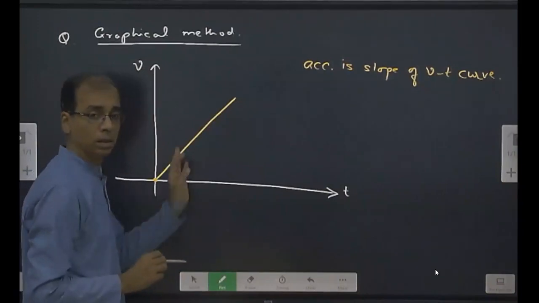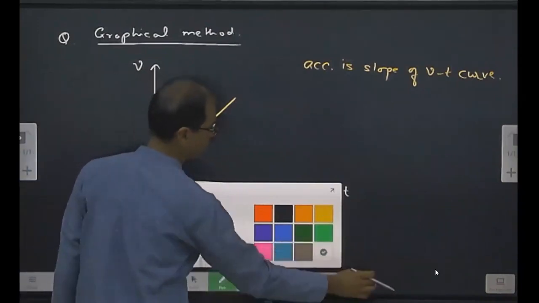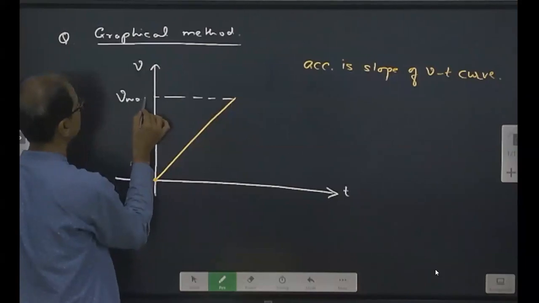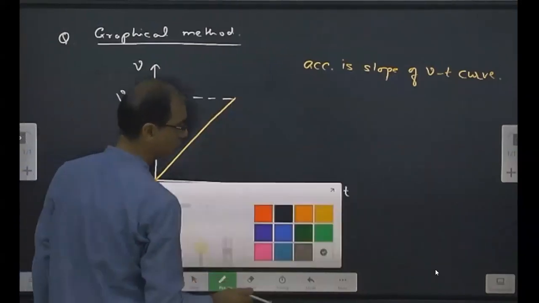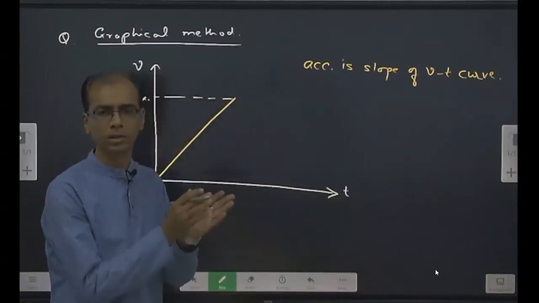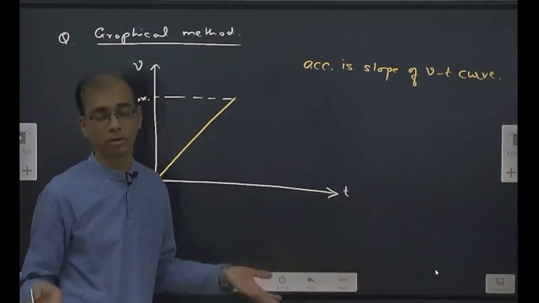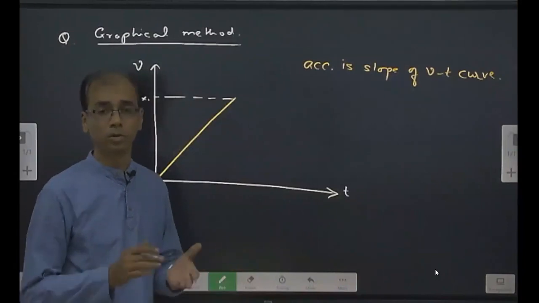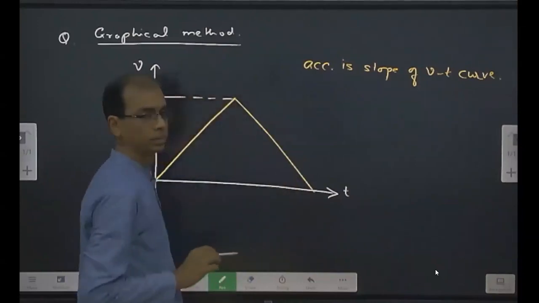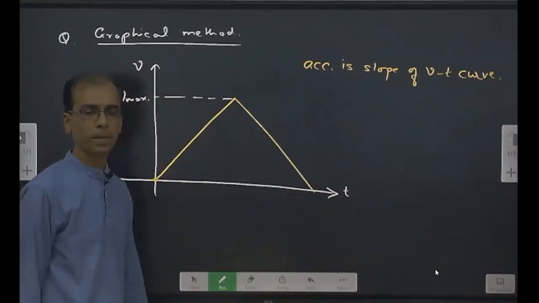Then it goes and attains maximum speed. This is the maximum speed, this is Vmax. After that, you are applying the brake and coming to rest, so you are applying retardation. Is the retardation constant? Yes, that also is constant, so again the slope is constant. That's the graph. This is for acceleration, this is for retardation.